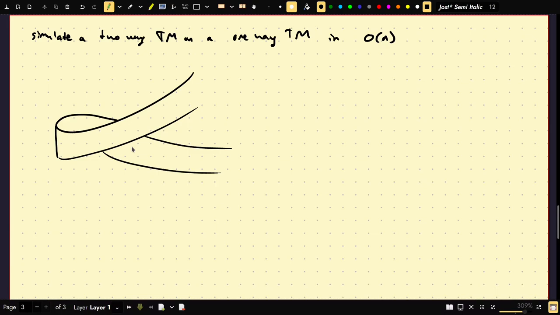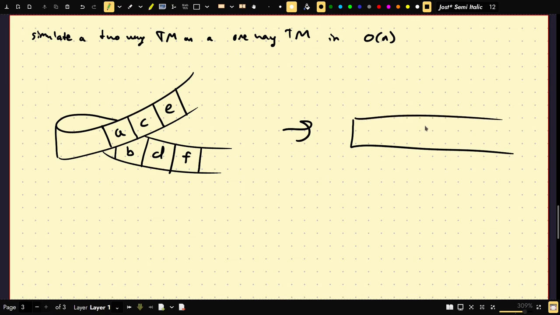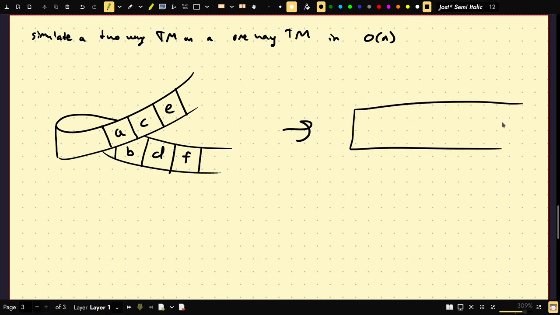Imagine I took the two-way tape and I folded it in half. Imagine I folded it perfectly in half. Let's say this has A, this has B, this has C, this has D, this has E, and this has F. Basically, we're going to simulate two cells on one cell at a time. So we're going to transform this to the one-way tape, which is going to go on for infinity. This is going to look like A slash B, C slash D, E slash F, and so on.